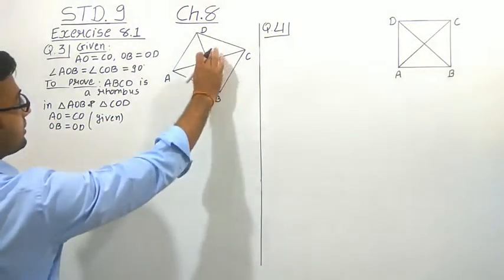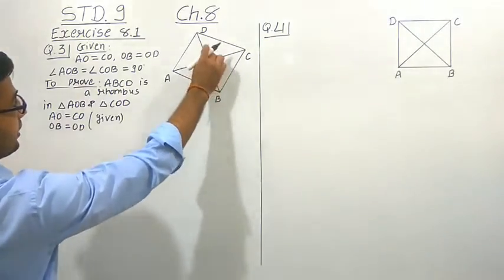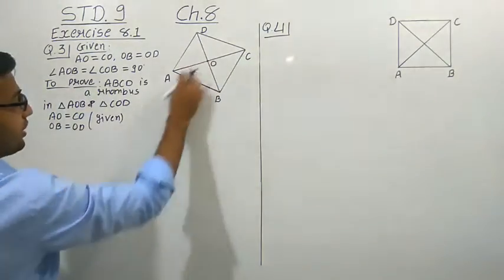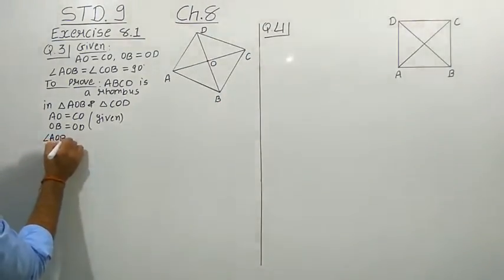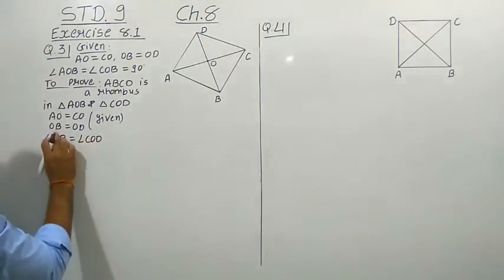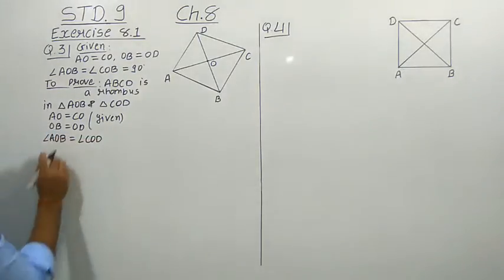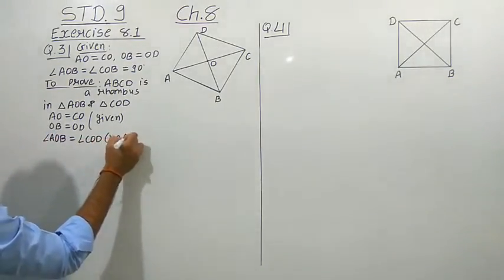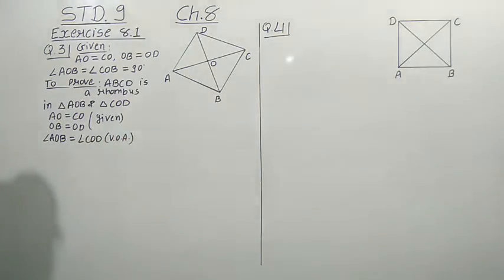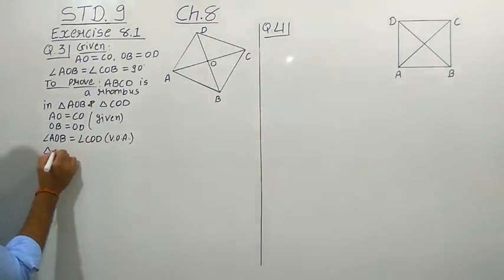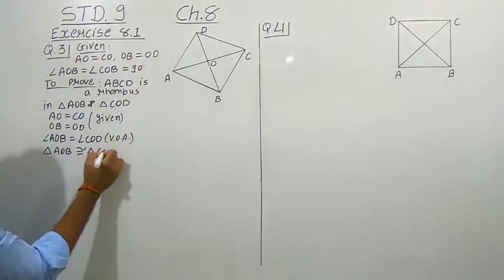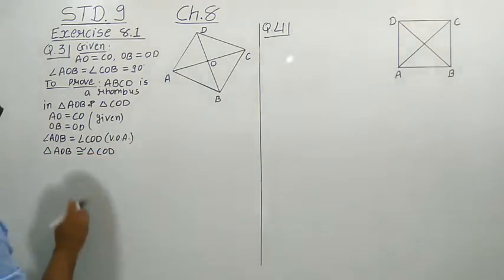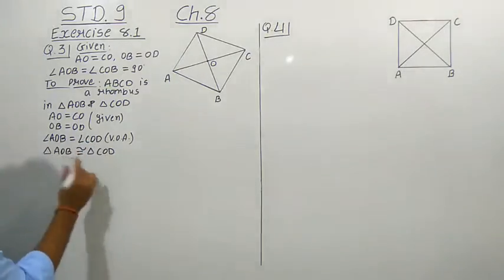Now we consider these two triangles. See, these angles are vertically opposite angles, so angle AOB and angle COD will become equal. Angle AOB is equal to angle COD, the reason being vertically opposite angles. So now three conditions are there. We can write that triangle AOB is congruent to triangle COD. Here two triangles become congruent.